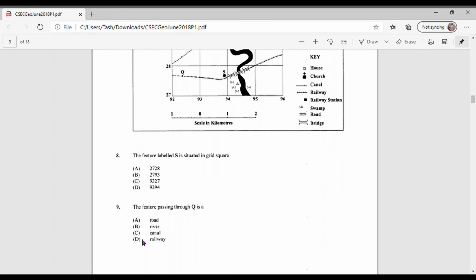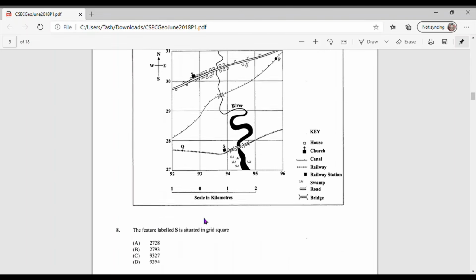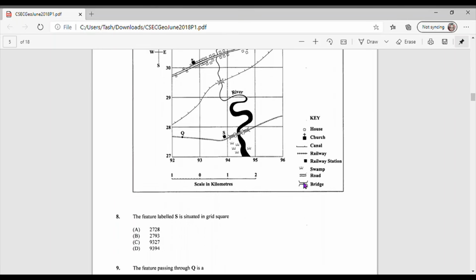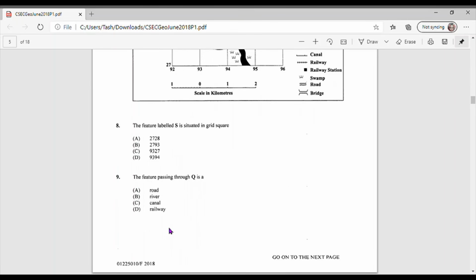Number 9, the feature passing through Q is A. So let's go back and find Q. Here is Q. So even if you're not sure what the thing is, you can always look on the key. That's the purpose. So based on this and this, we can see that what's passing through Q is actually a railway. So we look for that in our response again. The answer for number 9 would have been letter D.